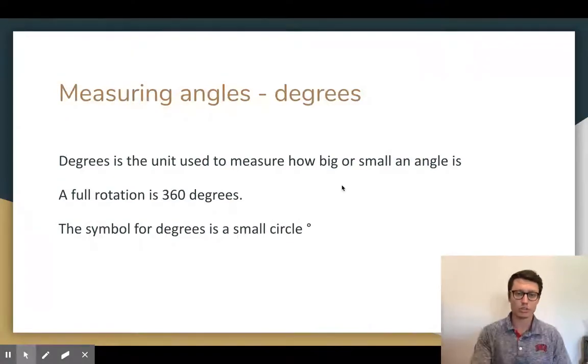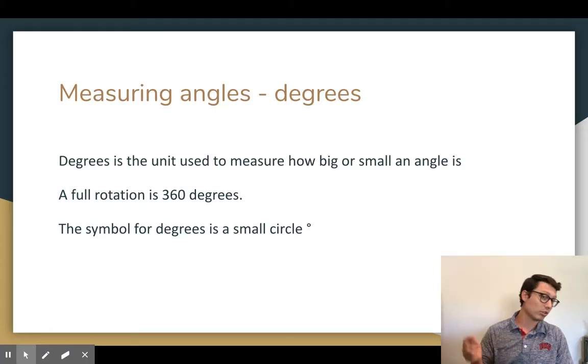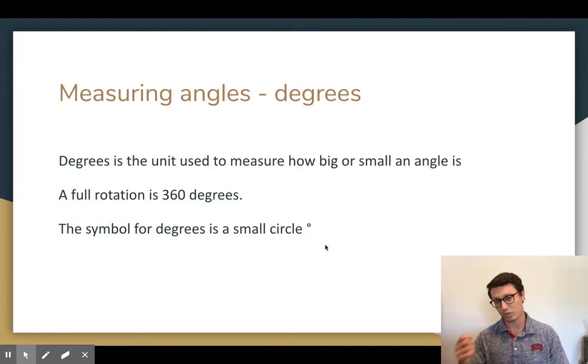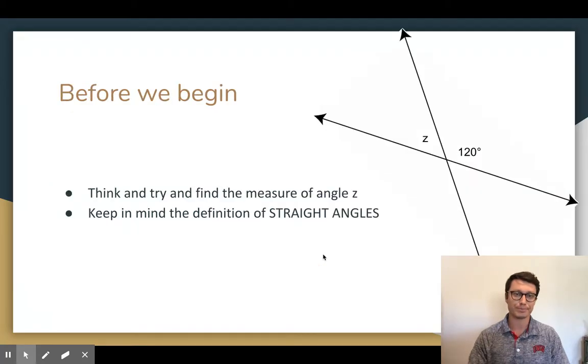When we measure angles, we say degrees. Degrees is the unit used to measure how big or small an angle is. An entire circle is 360 degrees, and this little circle right here is the symbol that we use to say degrees, so that way you don't have to write out the word degrees every time.